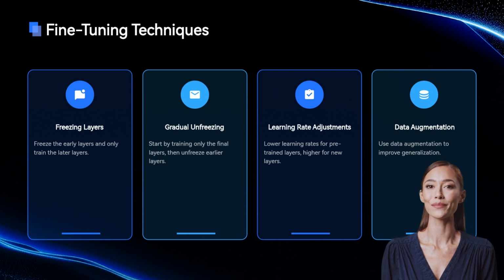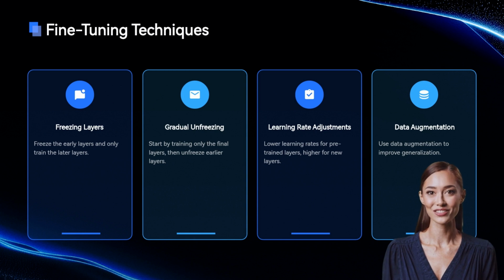Freezing layers. In many cases, the early layers of a pre-trained model capture basic features like edges and textures, which are applicable across various tasks. You can freeze these layers, i.e., prevent their weights from being updated, and only train the later layers, which are more task-specific.